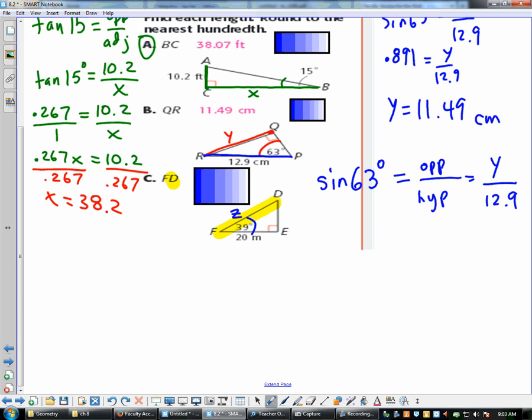I'm going to call it Z in this case. Doesn't matter. Call it X, call it whatever you want. And we're given that this side, FE, is 20. Is that the adjacent leg, the opposite leg? Adjacent. So which trig function involves the adjacent and the hypotenuse? So we want to say cosine of what equals what over what? Can you fill in the blanks?